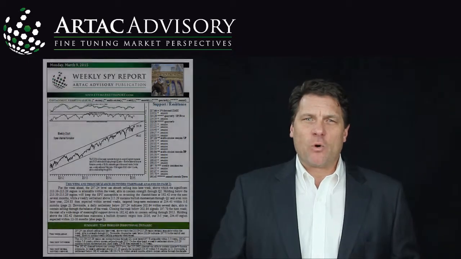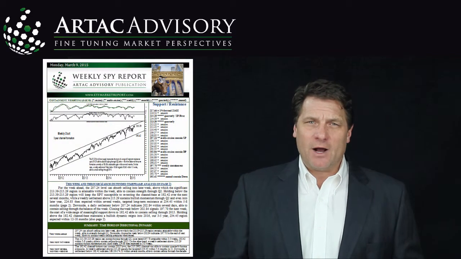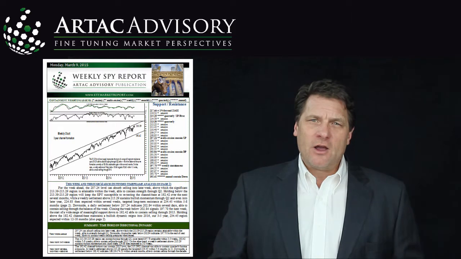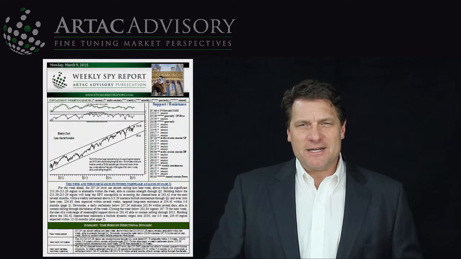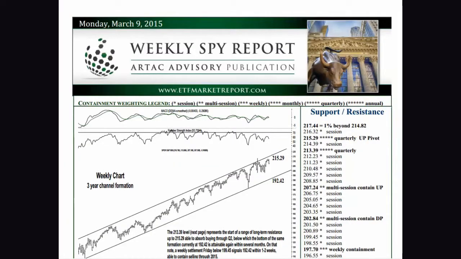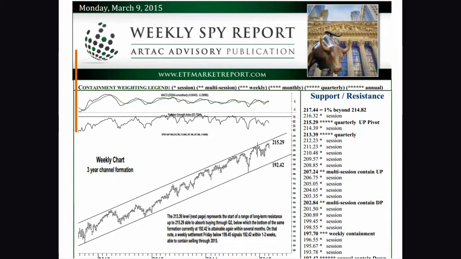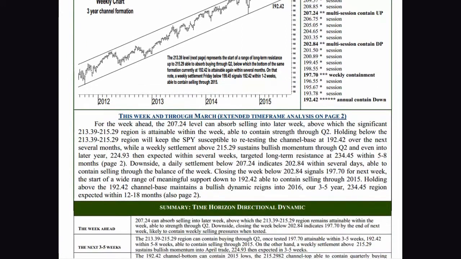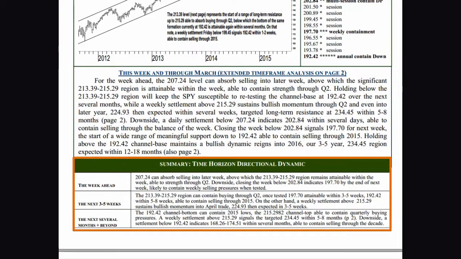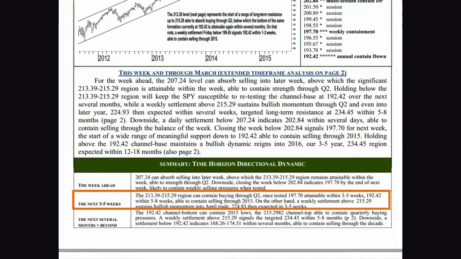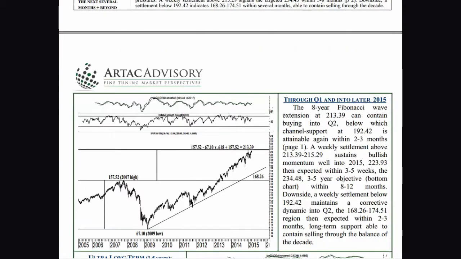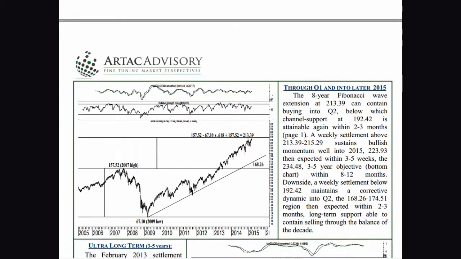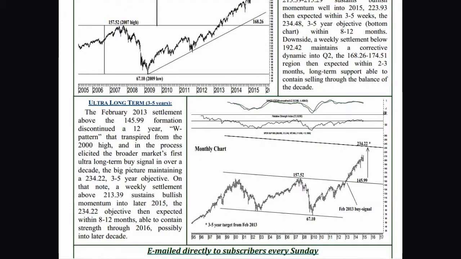The weekly SPI report analyzes the SPI, the SPY, the most active ETF in the world, correlated directly to the S&P 500 Index. The letter is laid out similar to the daily futures letters, with relevant graph, support and resistance column, and commentary, except it does not contain a trend timeframe table, but several abbreviated paragraphs that convey the directional dynamic for the week ahead, the next 3 to 5 weeks, and the next several months. The weekly SPI report also contains a second page of information that provides a mid to longer term perspective on this bellwether ETF.